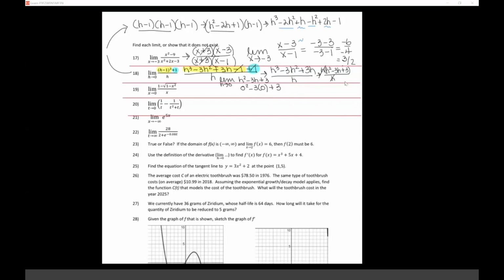But we massaged the numerator enough, we were able to factor an h out of it. And then we had an h on top and an h on the bottom, and I crossed them out. That leaves h squared minus 3h plus 3 over 1, which is like saying no denominator. There's no problem with plugging in h equals 0 here. This is 0 minus 0 plus 3. So your limit is 3.